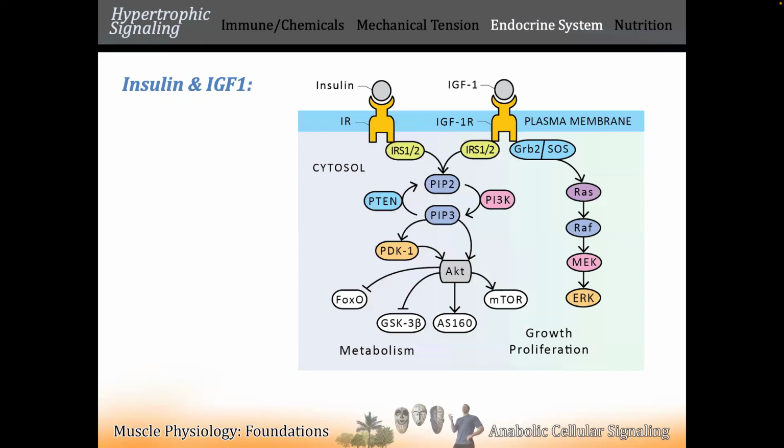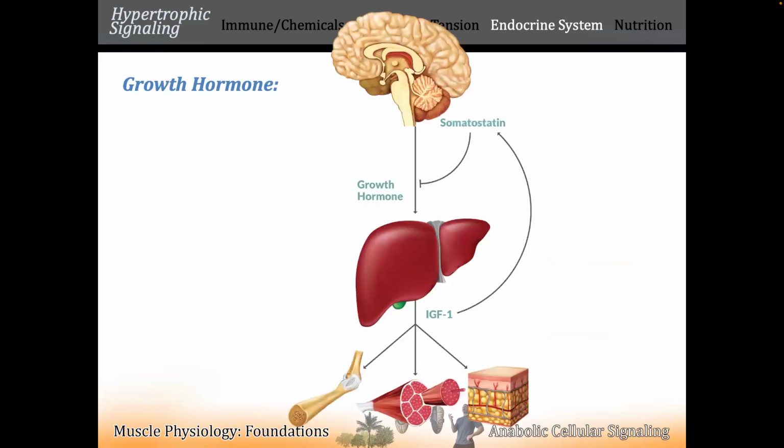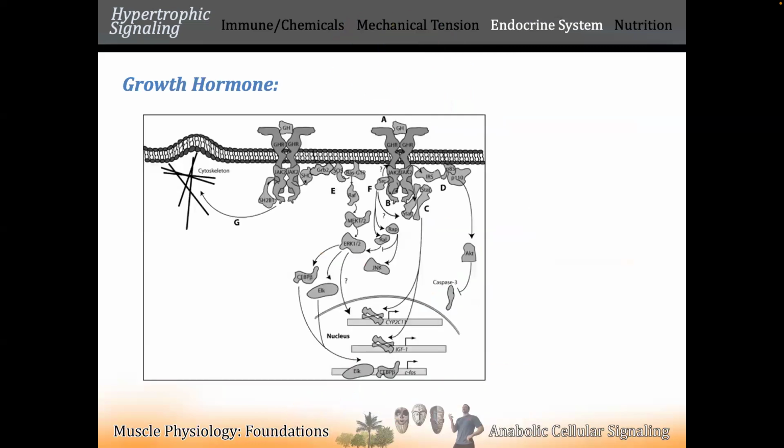But then moving on to insulin and IGF, you know how these things signal, right? It's mostly PI3K, PKB, mTOR, with some additional signaling through MAPK. And then growth hormone, right? How does growth hormone induce skeletal muscle hypertrophy? The HPL axis, right? Hypothalamic pituitary liver to release IGF, insulin-like growth factor, and you know how that works.